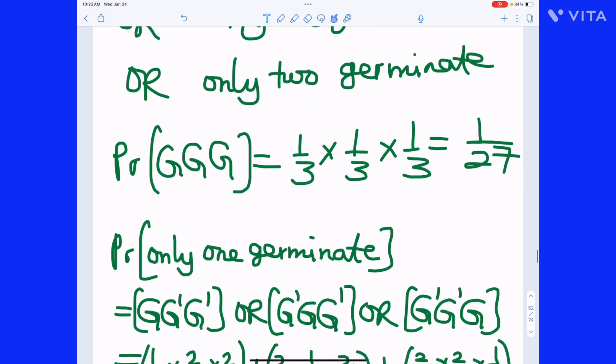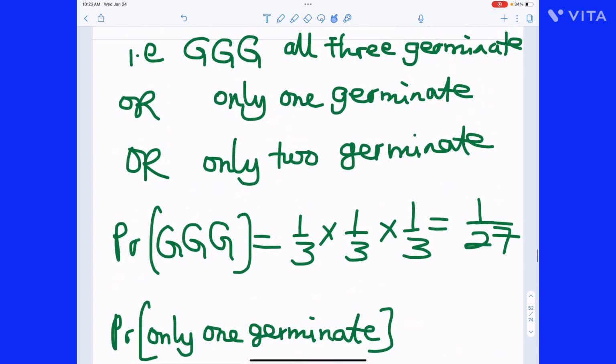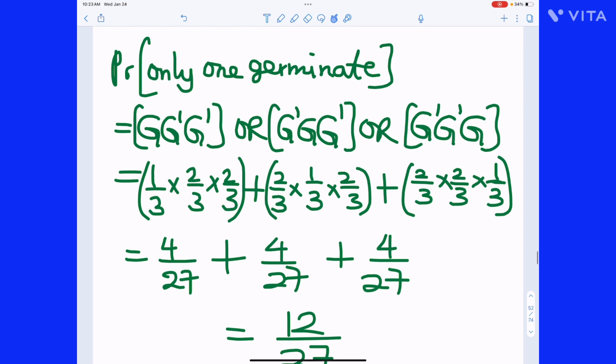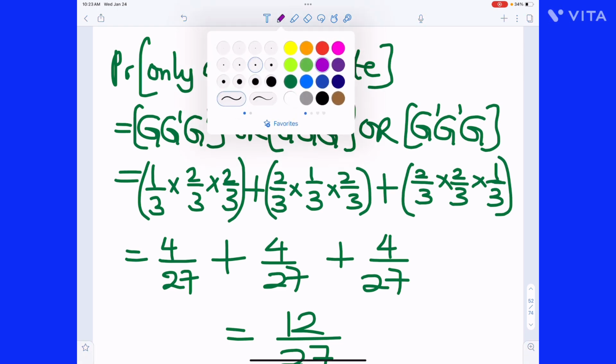So we take it one by one. Let's find the probability that all 3 seeds germinate first. That's 1 over 27. The first one germinates, and the second one germinates, and the third one germinates. That will give you 1 over 27. Now, the probability that only one of them germinates. It's a bit different, but it's simple. If only one of them germinates, there are many possible ways that can happen.